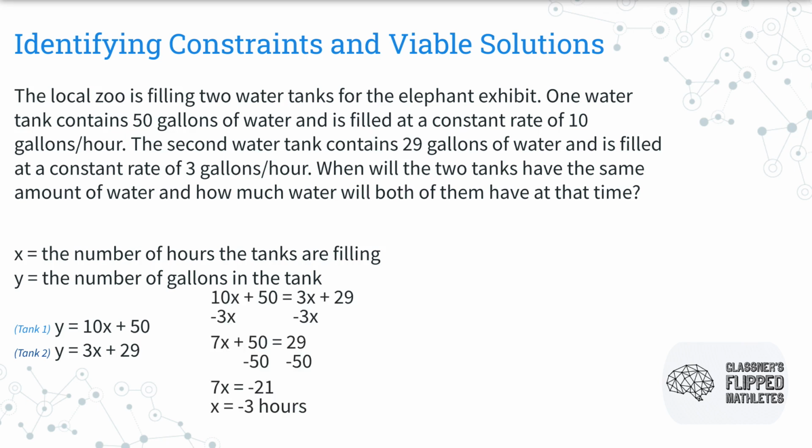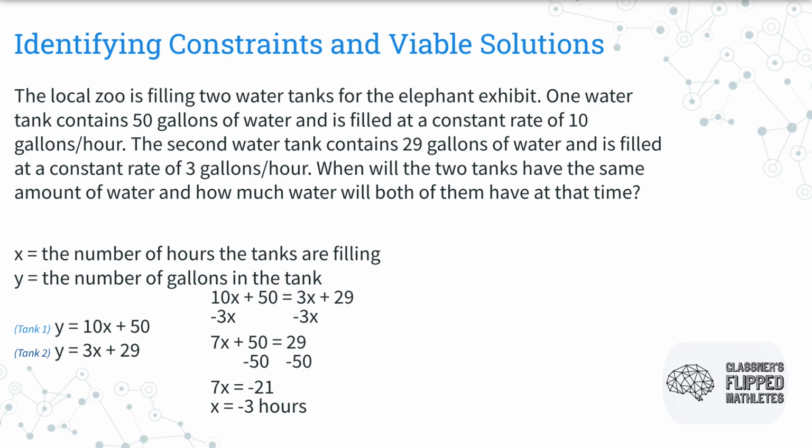10x plus 50 equals 3x plus 29. Subtract 3x from both sides. 7x plus 50 equals 29. Subtract 50 from both sides. 7x equals negative 21. So go ahead and divide by 7. You get x is negative 3 hours. And right off the bat, it sounds weird to say negative 3 hours because you can't have negative time. Let's plug it in.